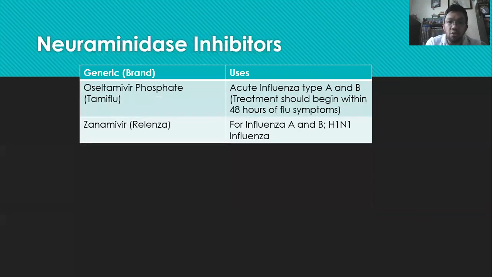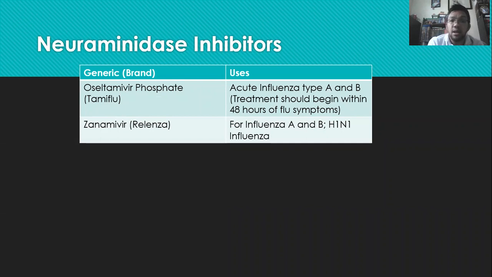Now we go to the Neuraminidase Inhibitors. We have oseltamivir phosphate, or the Tamiflu. This is used for the treatment of acute influenza type A and B. And take note, with oseltamivir, this should begin within 48 hours of flu symptoms. So once the flu symptoms have appeared, this medication should be given immediately so that the flu won't worsen.